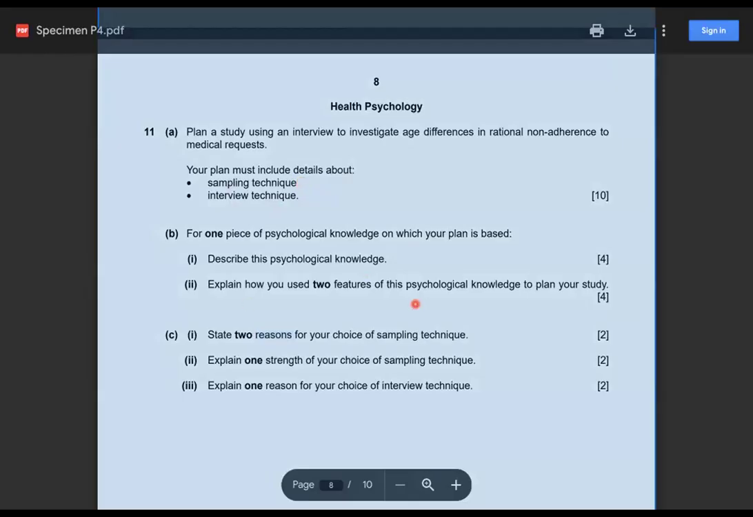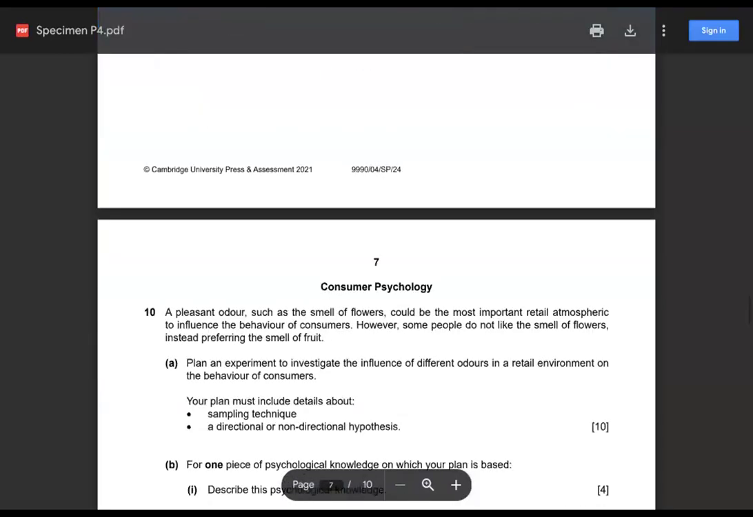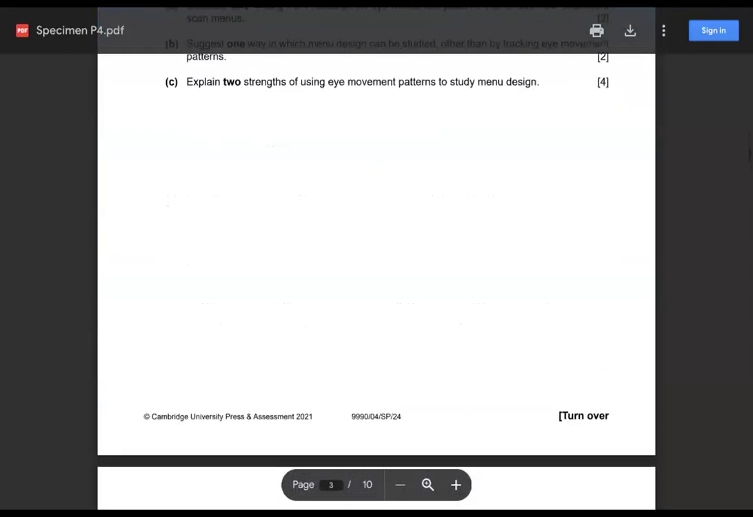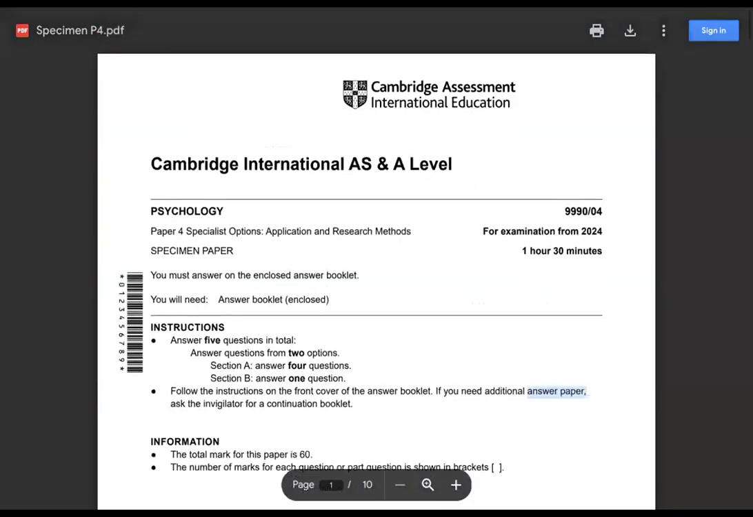Psychological knowledge, 2 features of psychological knowledge, 2 reasons for your choice of sampling technique, 1 strength of your choice of sampling technique, 1 reason for your choice of interview. So pretty much everything that we discussed for the clinical topic, you would apply the same concepts for health as well. If you chose to do health, whichever one you found easier, you would attempt that in your answer for section B.